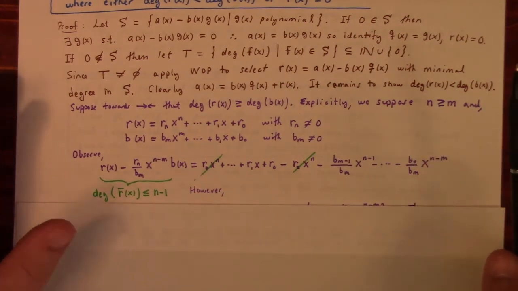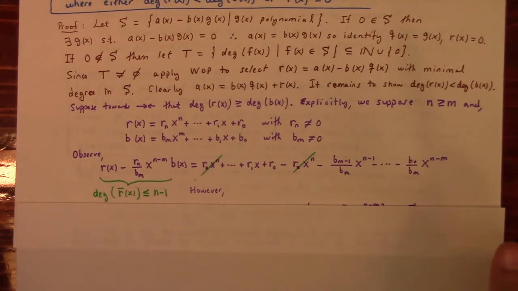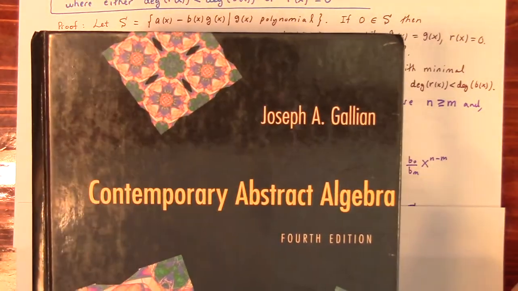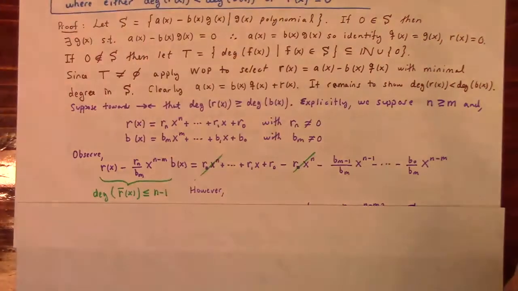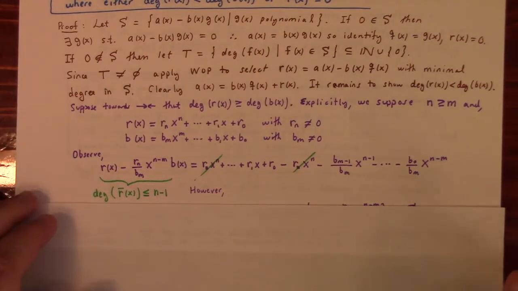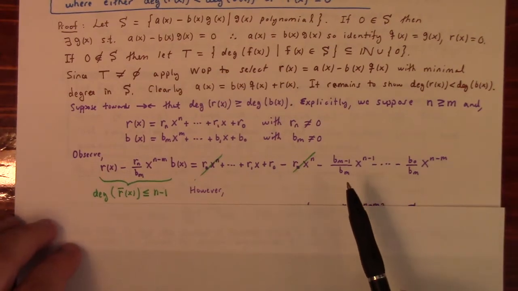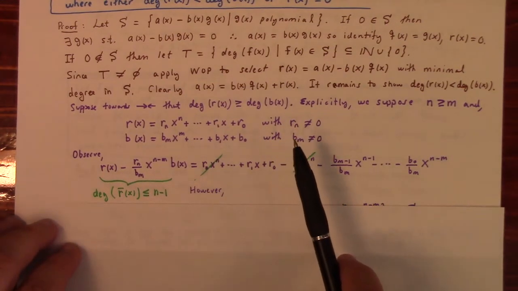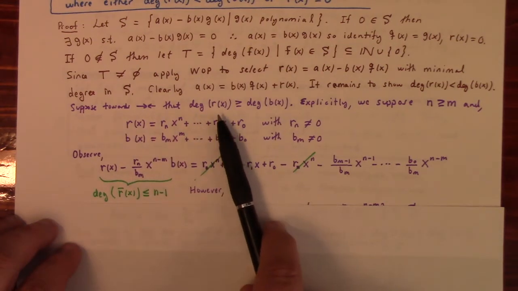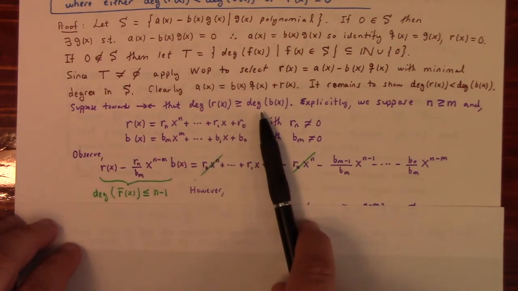It's in pretty much every good abstract algebra book. Like if you look in, for example, here's a book I used as an undergraduate, Contemporary Abstract Algebra by Joseph Gallian. It's in there, the proof I'm going through. Actually, I didn't get this proof from there, but he does have a proof in there, for example. Anyway, let me focus here. So suppose towards a contradiction, the degree of the remainder was larger than or equal to the degree of the dividing polynomial.